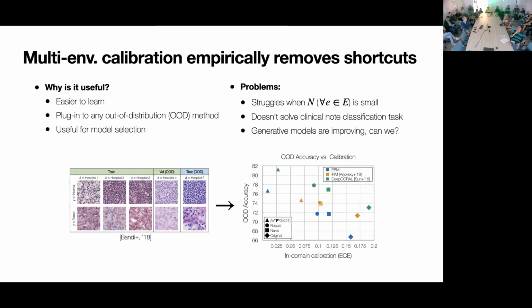So there are still problems with it, specifically when we have a low number of samples per environment. For example, we have a doctor with only a few rows of notes. This is going to be very hard for us to learn, and it's going to struggle.